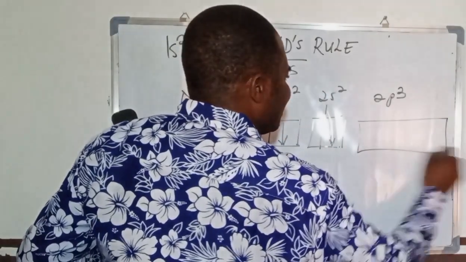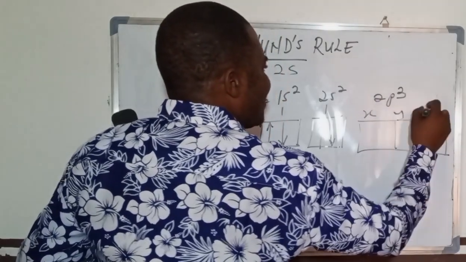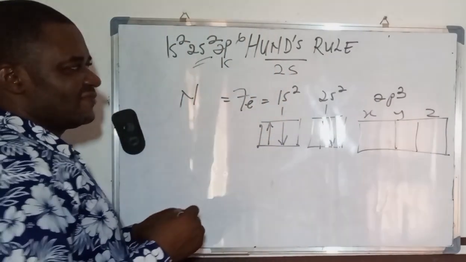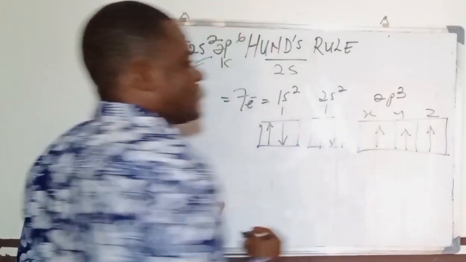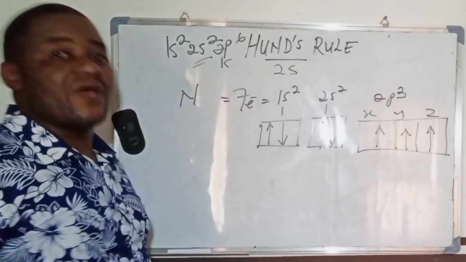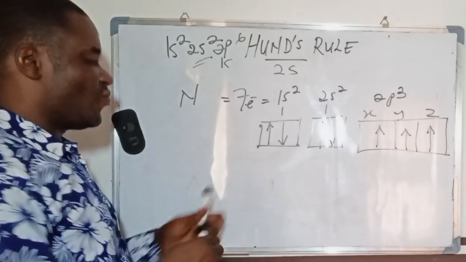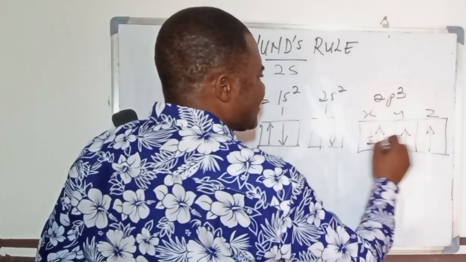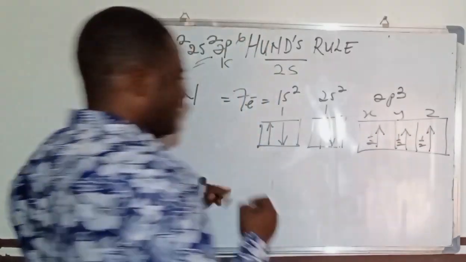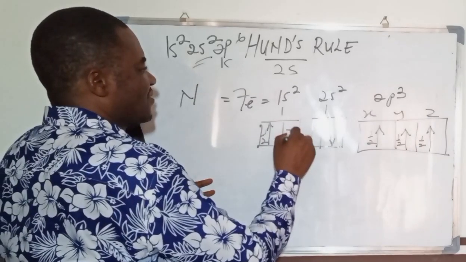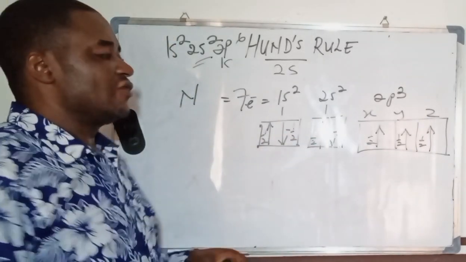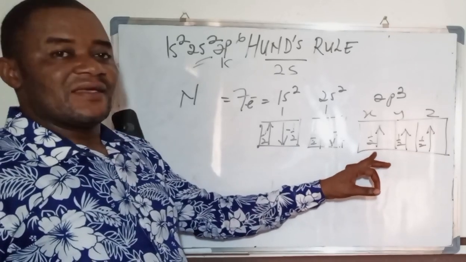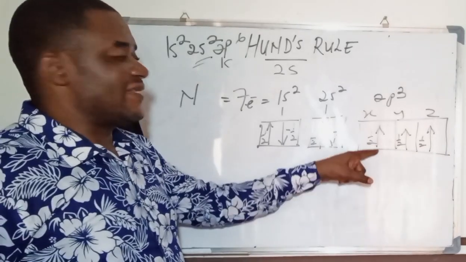And here we have the x, the y, the z. We'll have 1, 2, and 3. There is no other way you will intend to write this. This is a half, this is a half, this is a half. This is a half, this is a minus half. This is a half, this is a minus half. There is no way you will intend to fill these electrons here that will be correct other than this way.